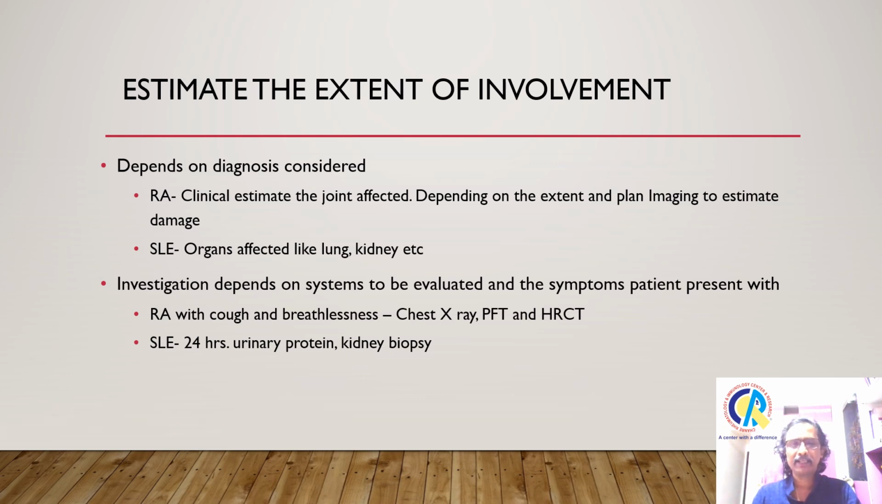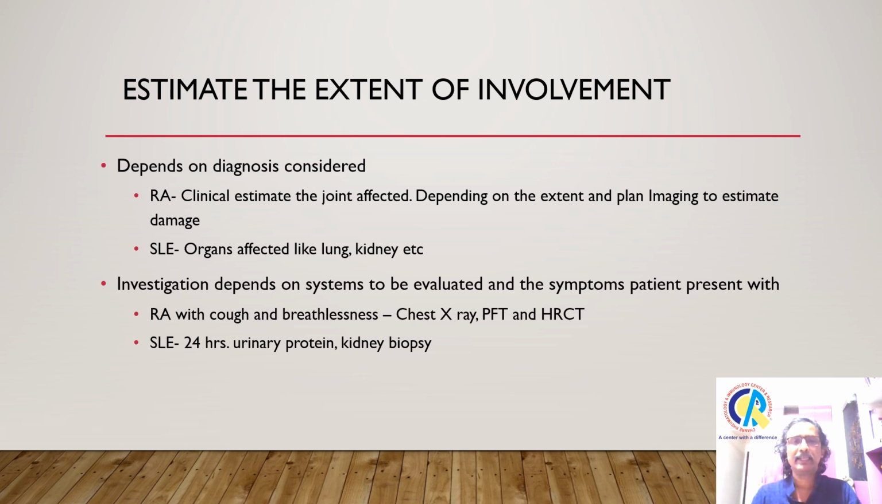If it is long-standing rheumatoid, one has to look for extra-articular features like chest X-ray, vasculitis, neuropathies and other changes. In systemic lupus erythematosus, a full screen of organ involvement like renal, pulmonary and neurological, both clinically as well as through investigations, should be done. So investigation depends on the system that needs to be evaluated and the symptoms the patient has. For example, in SLE, if there is proteinuria, one has to look for 24-hour urinary protein and kidney biopsy, or skin biopsy if we are confused about the possible diagnosis.